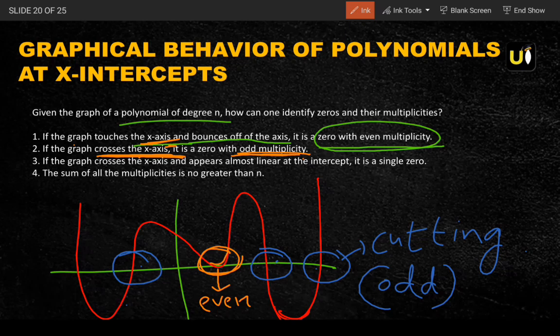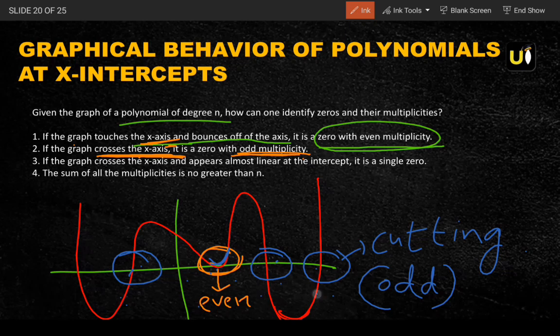Here we are given a graph. We are seeing 4 points where the graph is touching the x-axis. So here we have 3 points which are cutting and 1 point at which the graph is bouncing off, right?